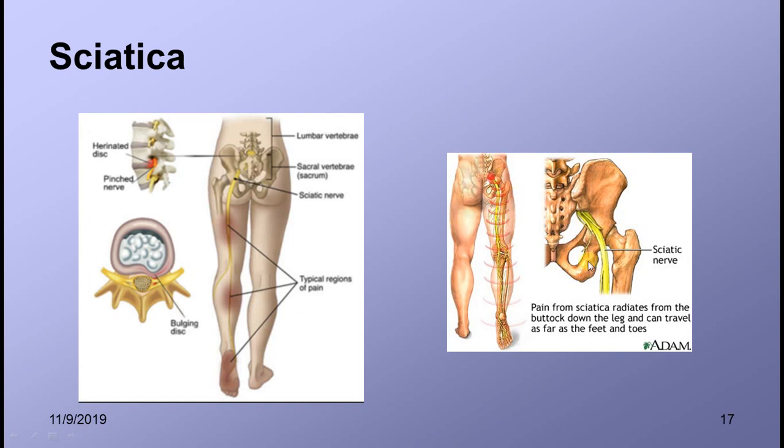Sometimes the nerve can also be compressed here between the ischial tuberosity and the trochanter of the femur. Compression of the nerve can also take place here when this space is very narrowed down, and the muscles can compress it.